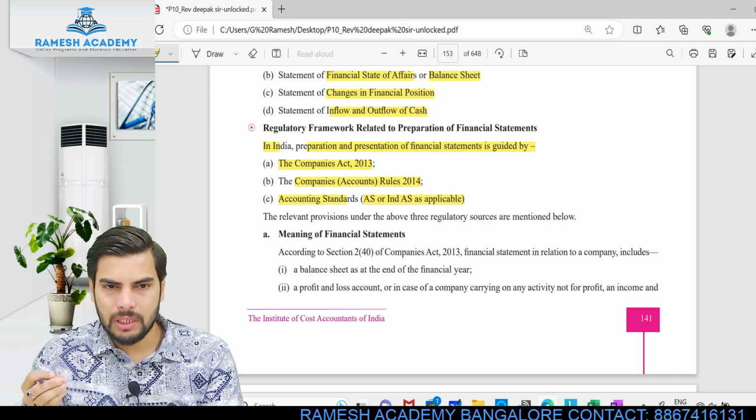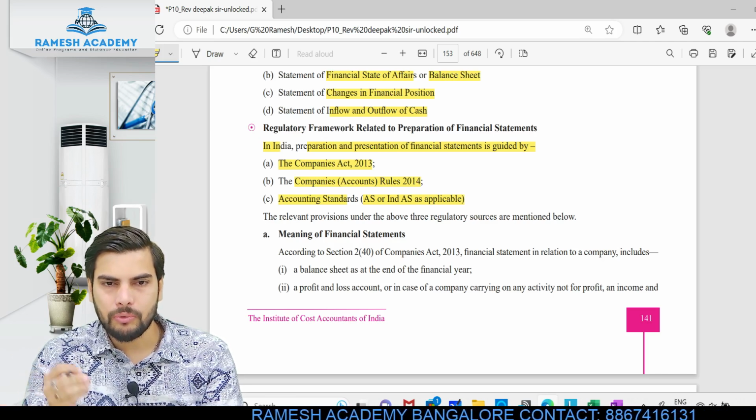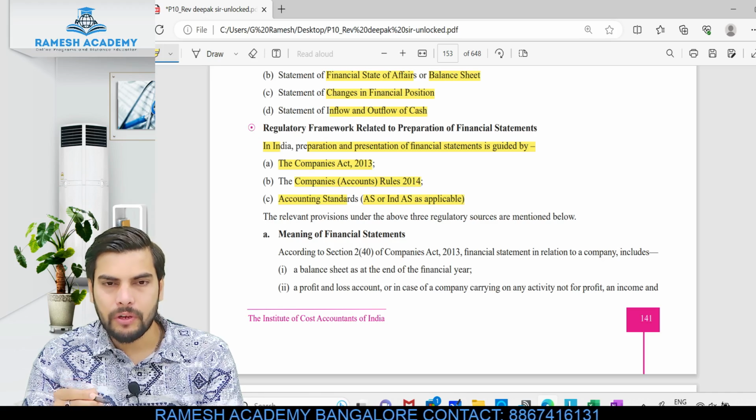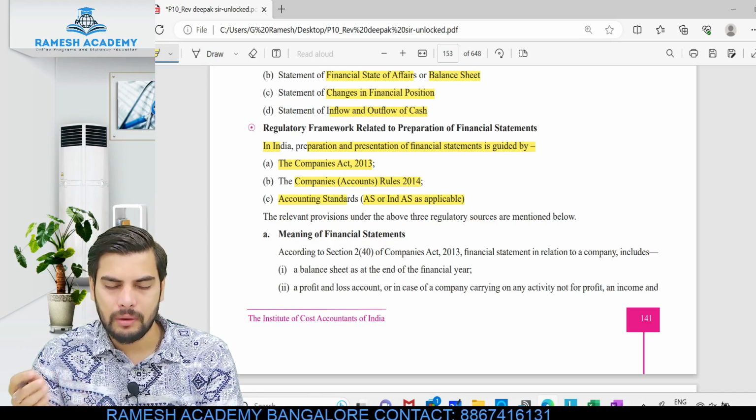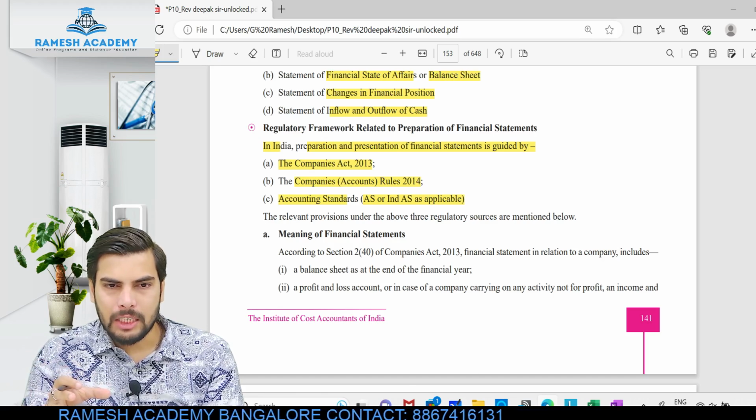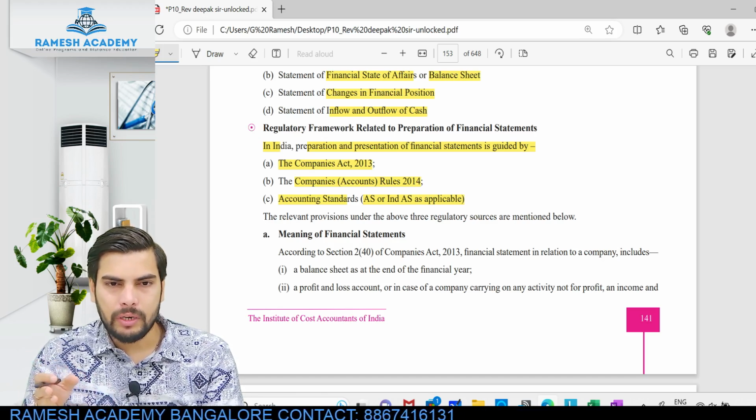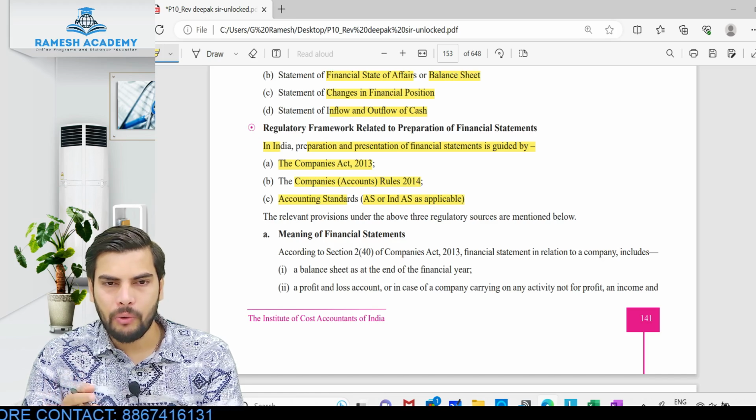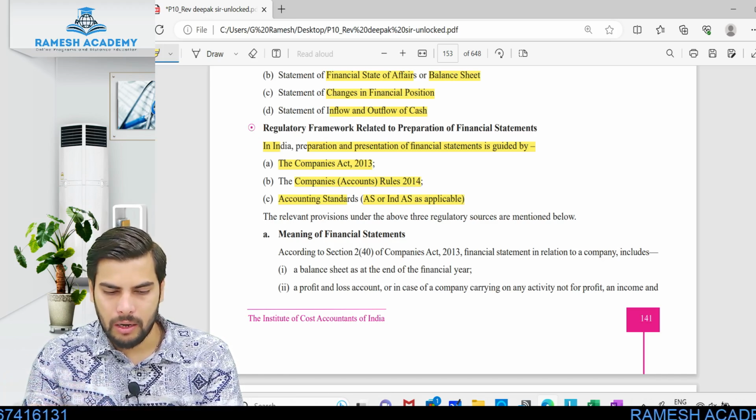Wherever applicable, we need to comply with the accounting standards and Indian accounting standards wherever necessary. Clear? So when it comes to provisions, we have got a separate accounting standard. When it comes to fixed assets, we have got a separate accounting standard. When it comes to depreciation, we have got a separate accounting standard. When it comes to revenue recognition, we have got a separate accounting standard. So any aspect relating to these items, even the accounting standard rules have to be considered. So basically we'll have to follow the provisions of the Companies Act 2013, the Companies Accounts Rules 2014, and then the accounting standards including the Indian accounting standards. Don't worry, the last chapter is with respect to accounting standards.